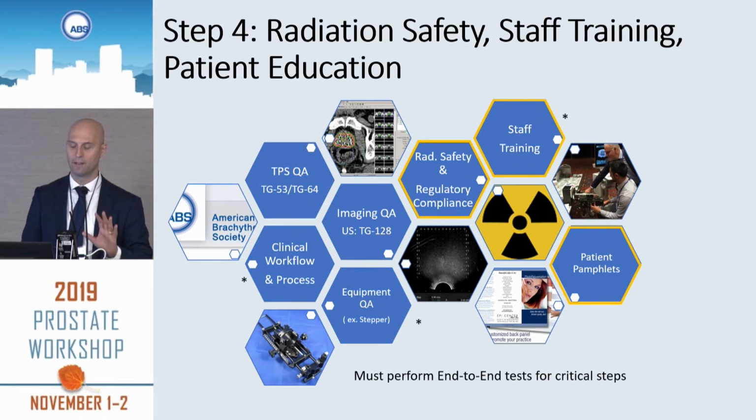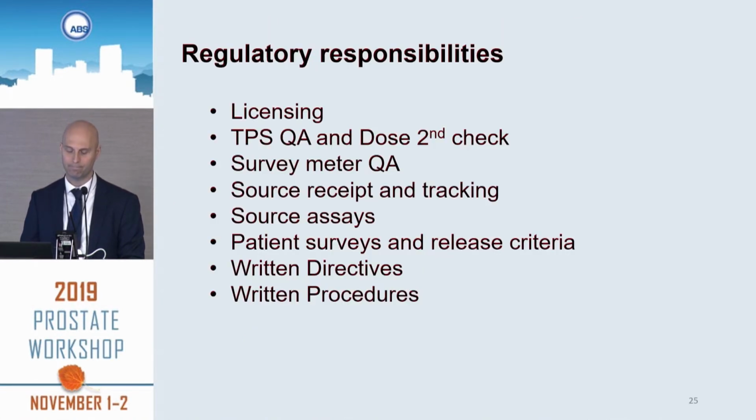Okay, so after you've finished what you might consider to be the more hardcore clinical commissioning steps, you're not done. The next step in commissioning is to consider radiation safety, staff training, and then your patient information. You will have regulatory responsibilities, and knowing those will keep your program from being fined or potentially shuttered by the NRC. It's imperative to have the license.